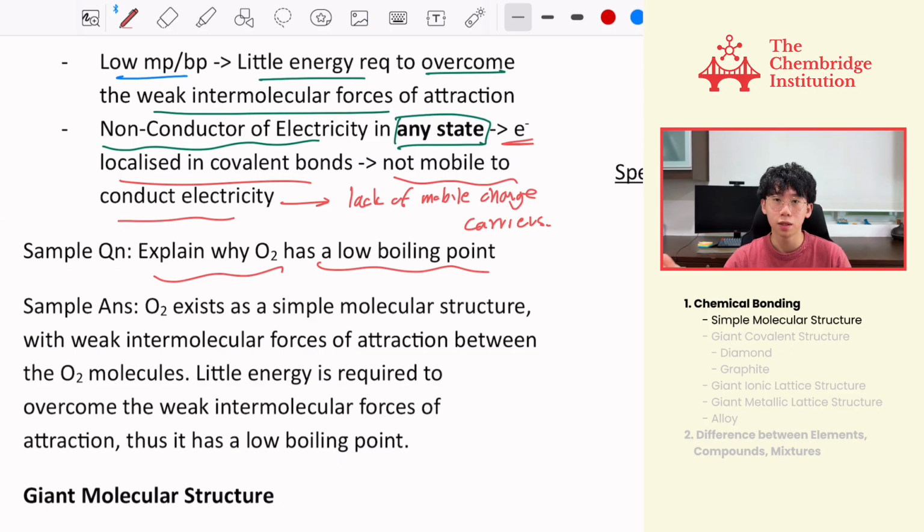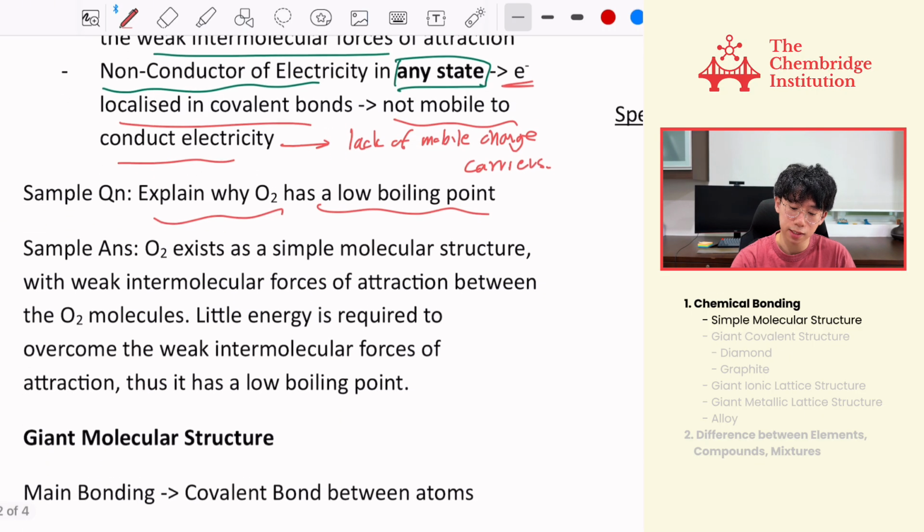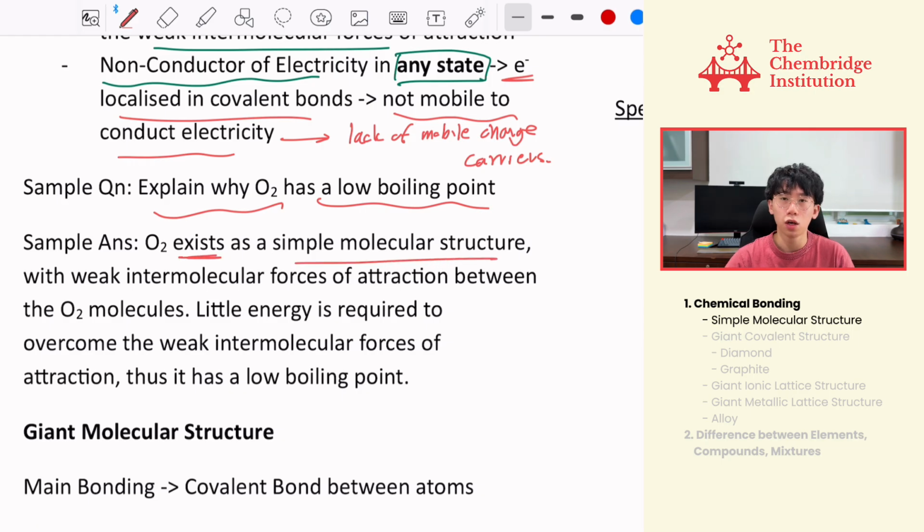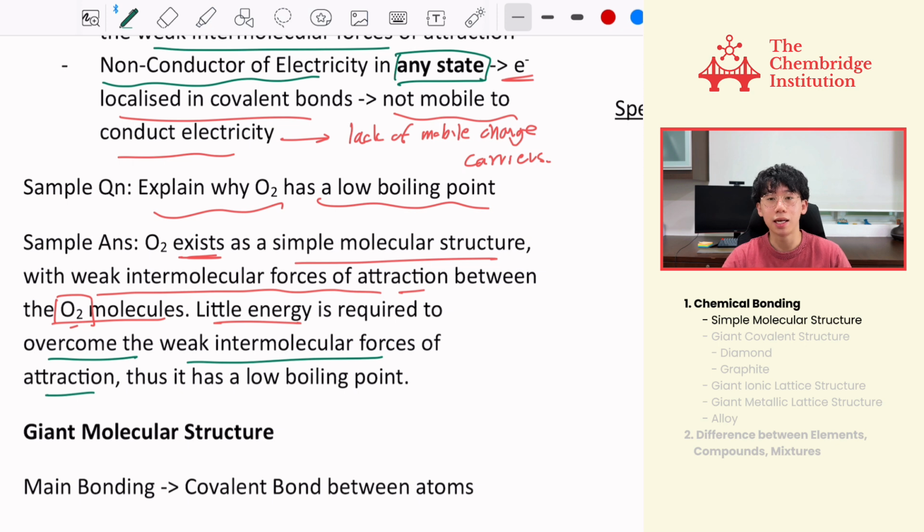So here we answer that O2 exists as a simple molecular structure with weak intermolecular forces of attraction between the O2 molecules. Realize how I'm being specific about what kind of molecules is between. Then you explain in relation to the property. So here we say little energy is required to overcome the weak intermolecular forces of attraction, and thus it has a low boiling point. End it off with a concluding statement.